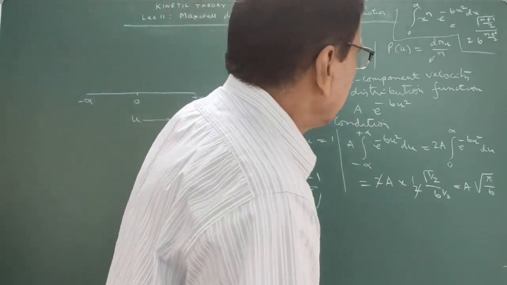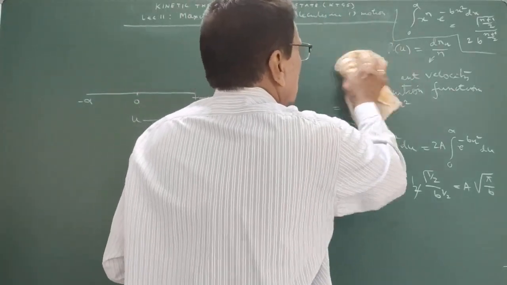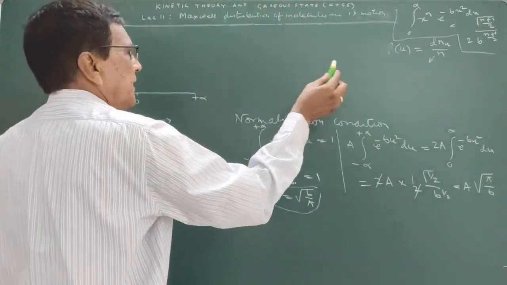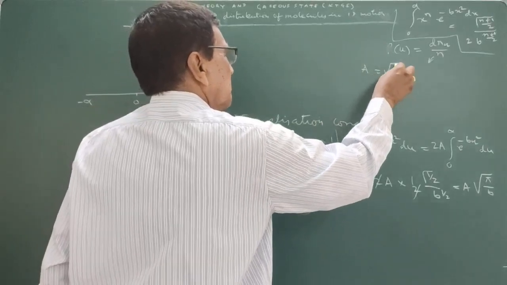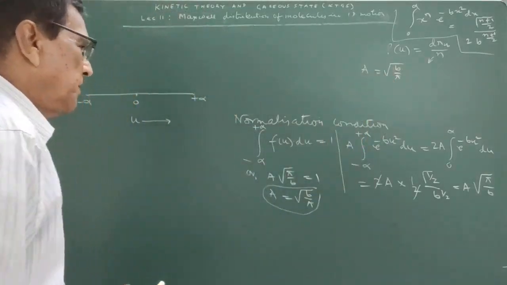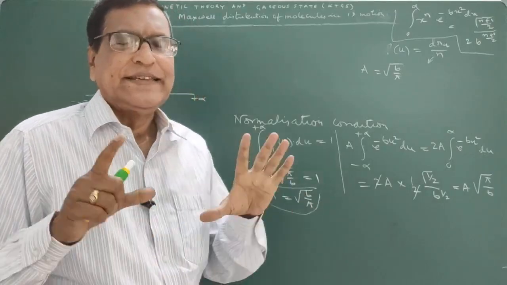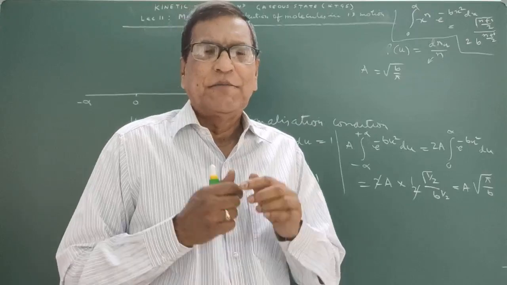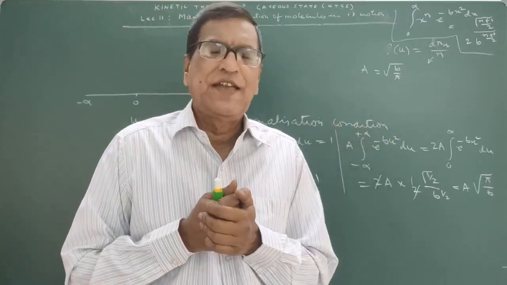So actually we can get this value of A equal to root over of B by pi. Now the value of B you can calculate by borrowing data from kinetic theory of gas.